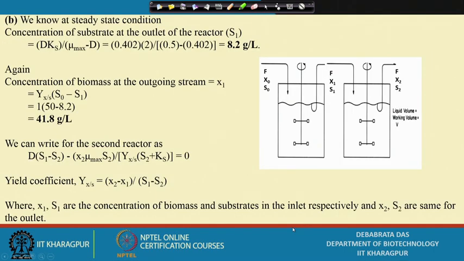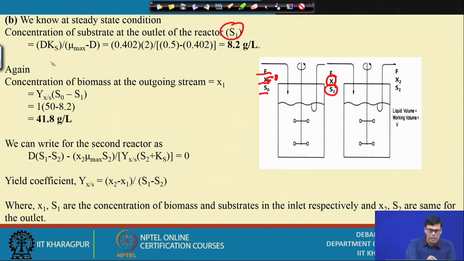First, we shall have to find out what is, schematically, this process is like this. F is the flow rate, then X 0 is the initial, which we can assume to be 0 in the first reactor, am I right? X 0 equal to 0, but then we can have this equation and find out the value of X 1 and the value of S 1. So, S 1 value is D K s divided by (mu max minus D). So, we can find 8.2 grams per liter. Now we can find the X 1 value, Y X by S times, equal to 41.8 grams per liter.